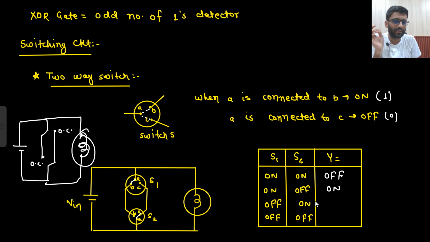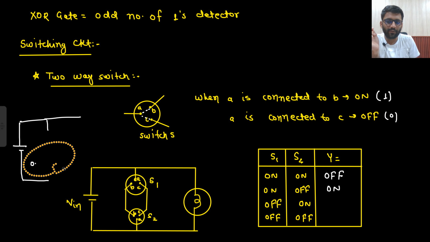Do the third one on your own. In the third one, what is happening? A is connected to C because S1 is off. That means A is connected to C.